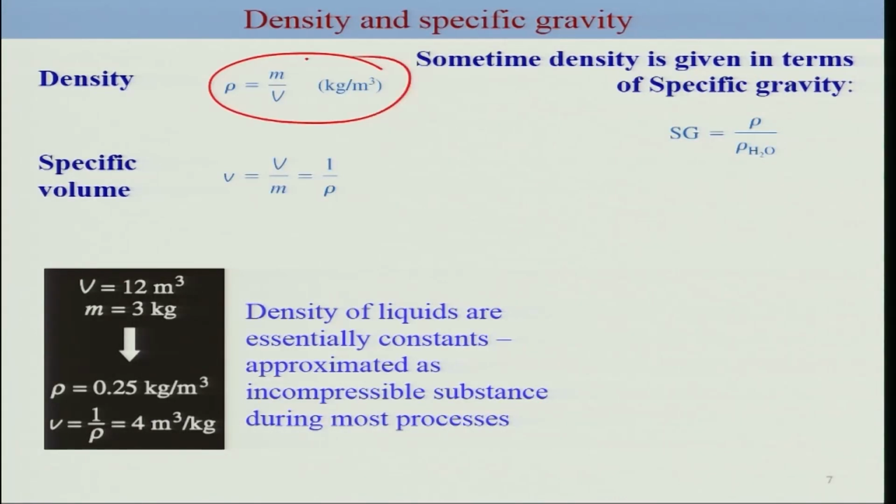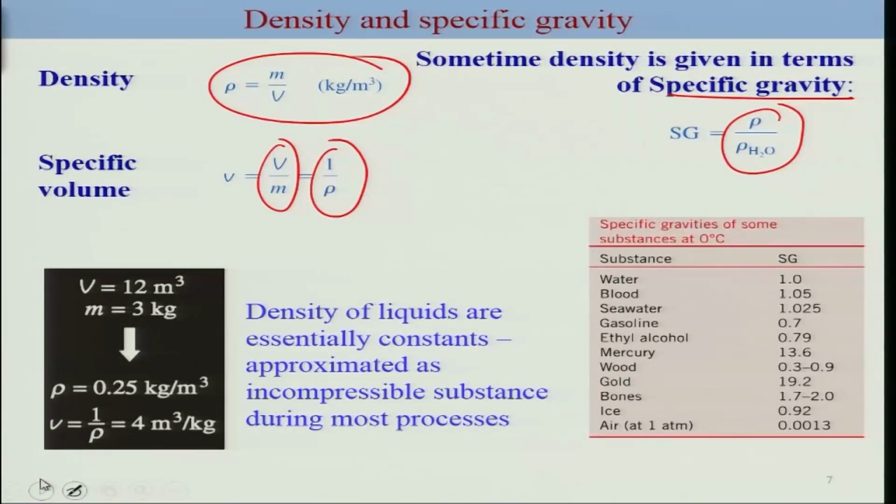The definition of density is very well known: mass by volume. Specific volume is volume by mass, or the inverse of density. Now you have the specific gravity also, which is the ratio of the density of the substance to the density of water. The density of water is considered at 4 degrees Celsius, where the density of water is maximum. You can look at the specific gravity for various substances. Some are greater than 1, some are less than 1. Those having specific gravity less than 1 will float on top of the water layer. Now, the density of liquids is typically constant, and we will consider it constant, so they are called incompressible substances, though there is a slight change if you increase the pressure substantially. Otherwise, we will consider a constant density in this particular course.